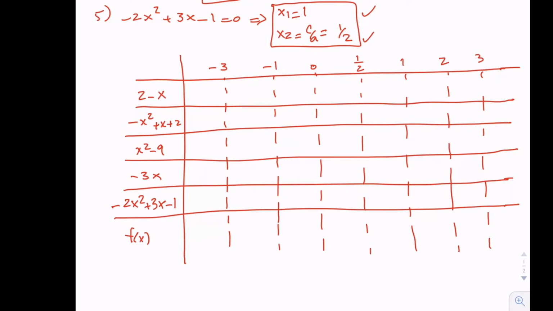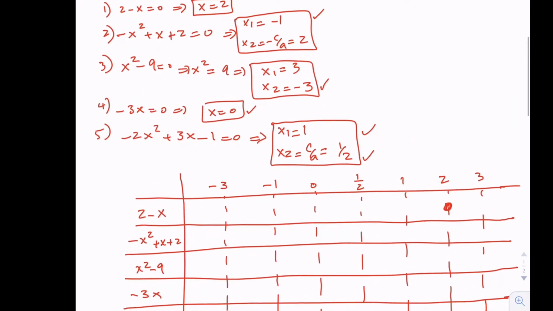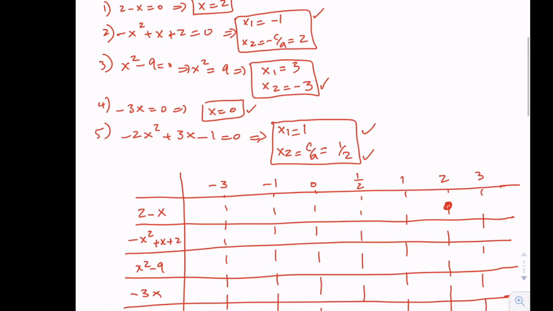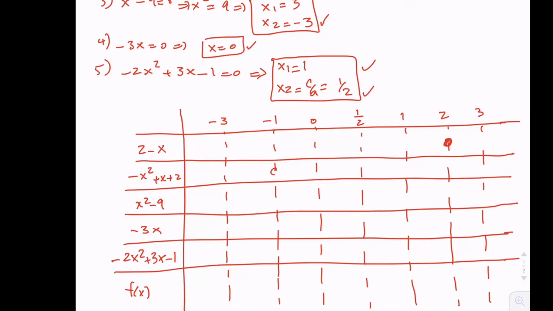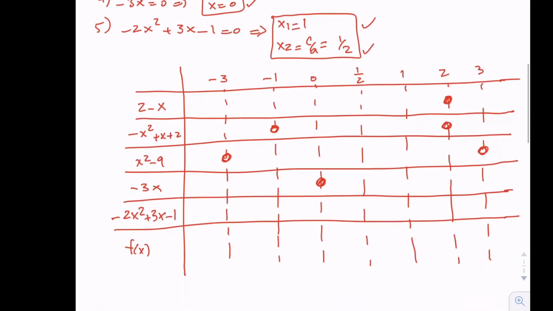So 2 minus x will be 0 at x equals 2. Minus x squared plus x plus 2 is 0 at minus 1 and 2, so here and here. X squared minus 9 will be 0 at minus 3 and 3. Minus 3x will be 0 at 0. And minus 2x squared plus 3x minus 1 will be 0 at 1 and 1/2.